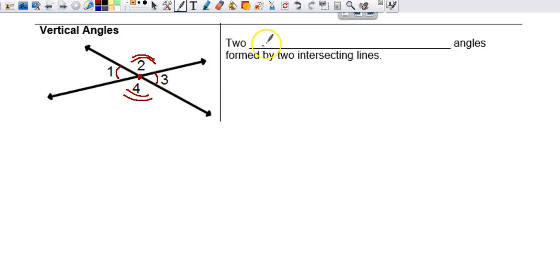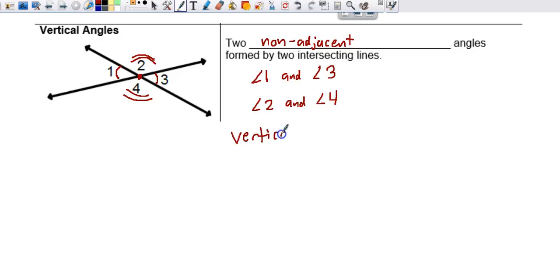So we call these non-adjacent. The reason I say non-adjacent is because they don't share a side. Okay, so we're not talking about angle 3 and 4. We're talking about angle 1 and 3, or 2 and 4. And an important concept is vertical angles are congruent.